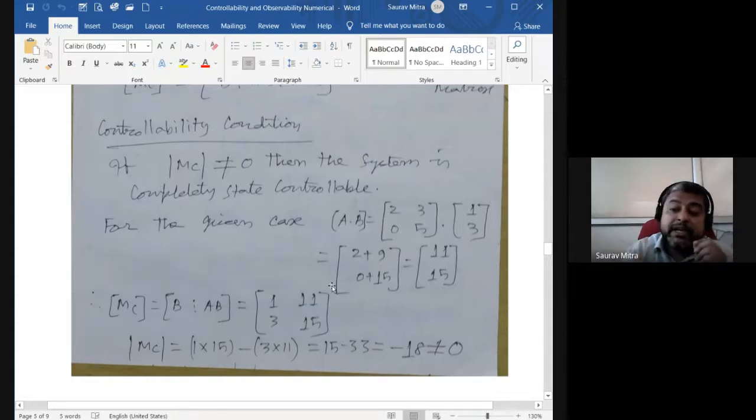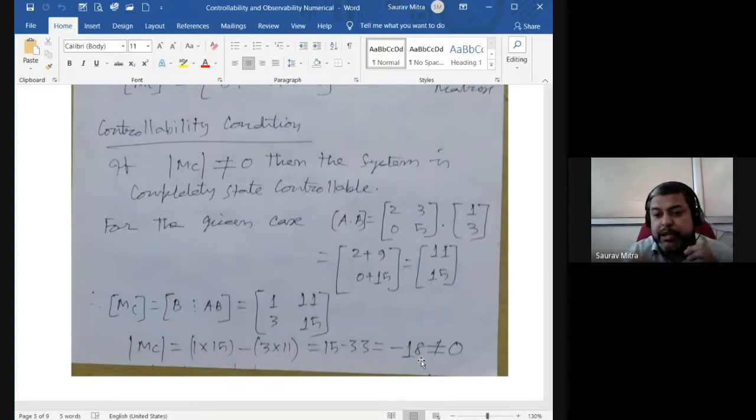In the case of the RH criterion, we do the multiplication of 3 and 11 first, minus 1 and 15. But in the case of a matrix, we start from the top left and go to the bottom right. That is 1 and 15, minus bottom left and top right. So it is 15 minus 33, that is minus 18. Minus 18 or plus 18, it doesn't matter. It is non-zero. That is the important thing.